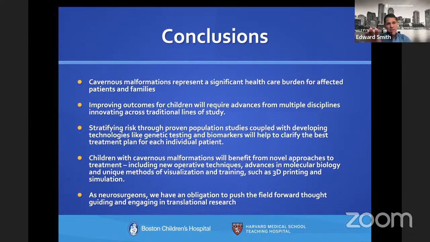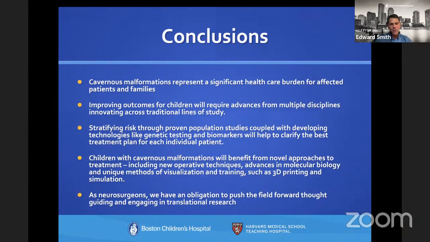And as such, understanding the risk of bleeding, who's at risk of recurrent bleeding, the fact that we should be more aggressive about treating patients with epilepsy, that we don't necessarily need to take out all the hemosiderin, and that we need to be careful about the developmental venous anomaly. These are all advances we can make right now, but I think they fuel our future of treating this down the road. Stratifying our risk through these population studies, adding in things like genetic testing and biomarkers, I think is going to be so helpful in clarifying the best treatment plan for individual patients.